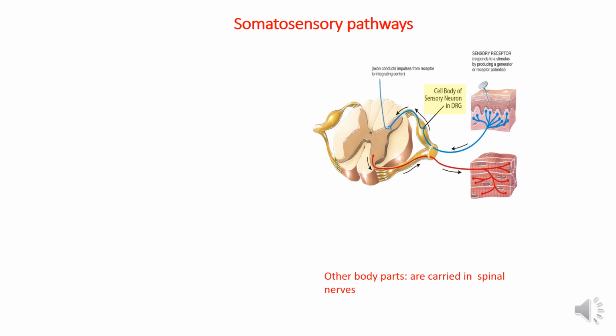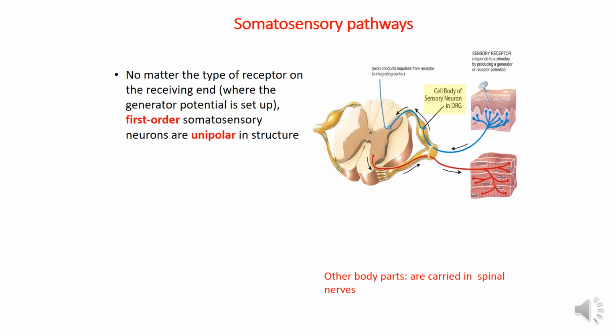Somatosensory pathways. In the somatosensory pathway, we have the receptors in the skin, or in the subcutaneous tissue, tendons, joints, or ligaments according to the type of sensation. And we have the sensory neuron. The cell body of the sensory neuron is located in the dorsal root ganglia.